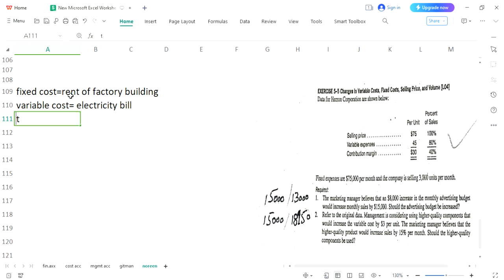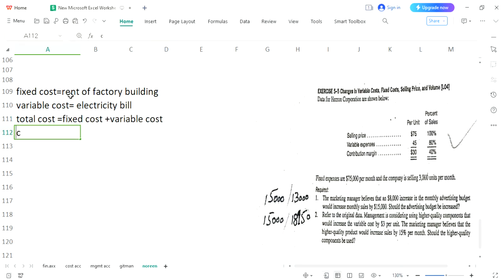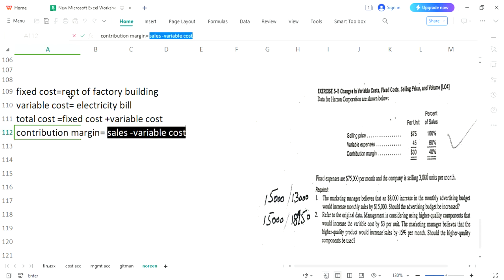And then you have seen how to calculate your total cost. When you add your fixed and variable cost, you will get your total cost. And then you have seen your contribution margin. And how do you calculate it? By subtracting your variable cost from sales. Simple as this. By subtracting your variable cost from sales, you will get your contribution margin.